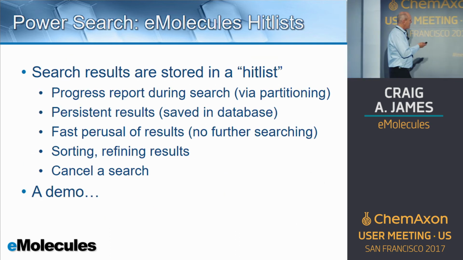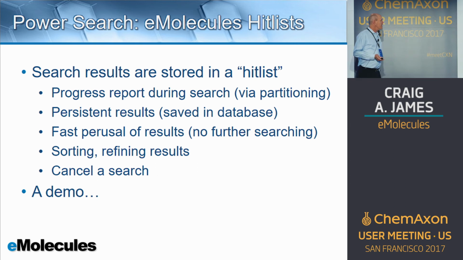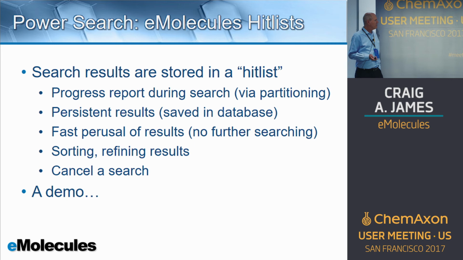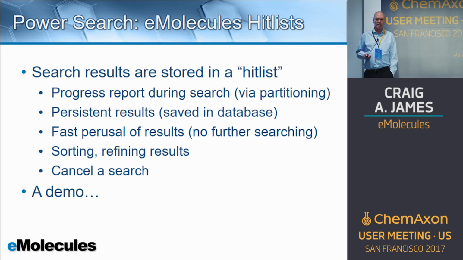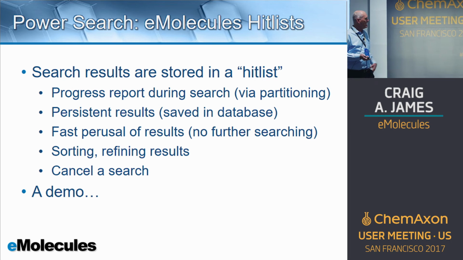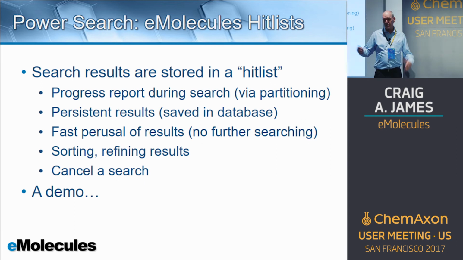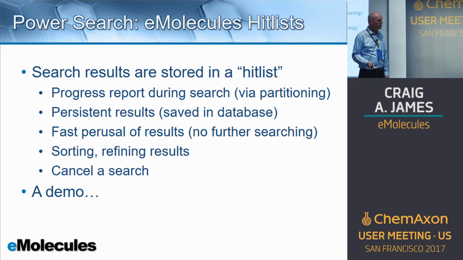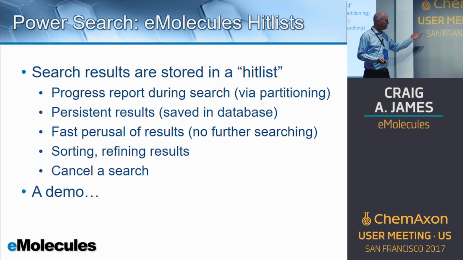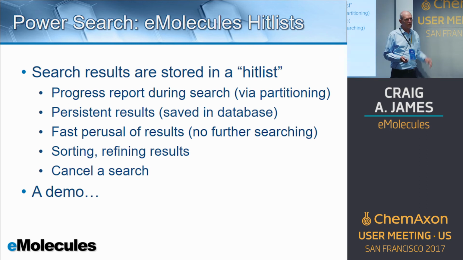So I think I'm getting ahead of myself, but this gives us progress reports during the search via partitioning. We have our hit lists store the results persistently, and that also allows us to do fast perusal of results. When we get through, you've got a hit list, and if it's like 10,000 hits, you can go to the last page, first place. It's not doing any further searching because you've already got your results stored in a hit list. And it says here a demo. I think I'm going to go over time if I try to do that.